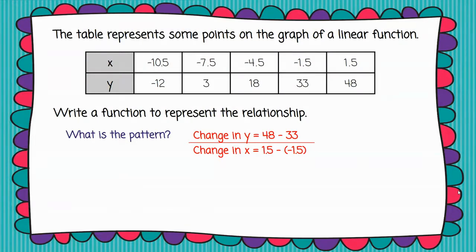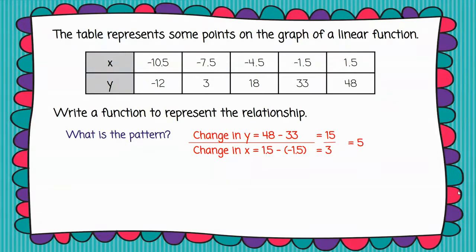48 minus 33 will give me 15. And 1.5 minus negative, please use your calculator because that does not give me 0. That gives me 3. And so 15 divided by 3 gives me 5. That means my pattern here is 5. We would call that a constant rate of change, which is 5.